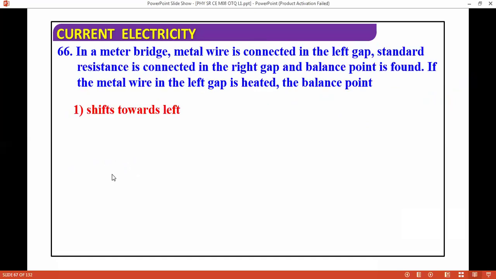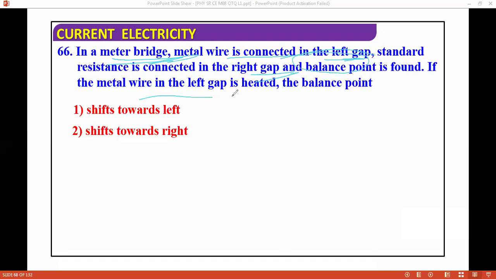We have a meter bridge structure. In a meter bridge, a metal wire is connected in the left gap and an external resistance is connected in the right gap. I think you know the meter bridge basics. If you don't know, leave it, this is not for you. So in the meter bridge, the metal wire is in the left gap and the external resistance in the right gap, and we go to the balance point.